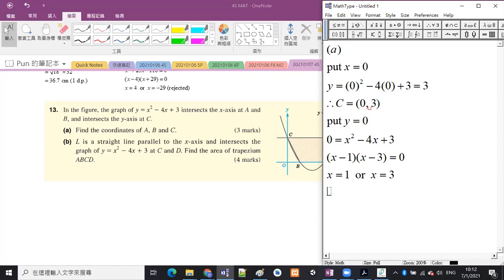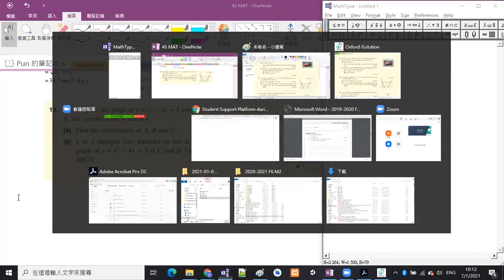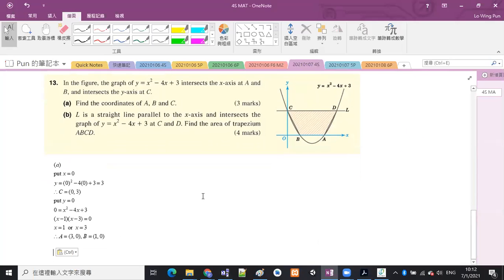Okay, and then point A is on the right side of point B, so it will get the larger number. So point A is equal to (3, 0), and point B is equal to (1, 0). Okay, so this is part A, 3 marks. And then part B: L is a straight line parallel to the x-axis and intersects the graph of y equals x squared minus 4x plus 3 at point C and point D. Find the area of the trapezium ABCD.